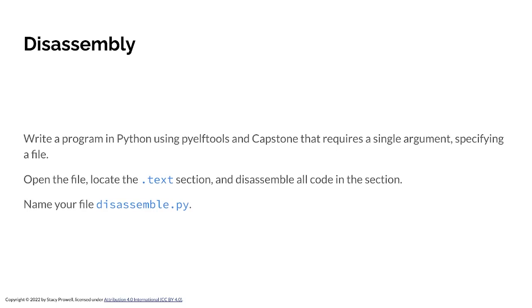So here's what you're going to do. You're going to do the stuff we saw earlier. You're going to locate the file, open it up, find the text section, and then disassemble all the code in that text section. I want you to name your file disassemble.py. It should take one argument, a single argument, which is a file.